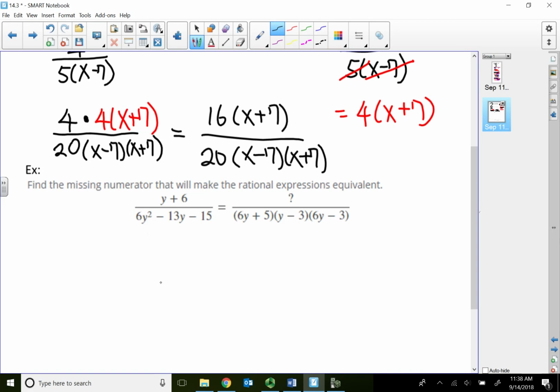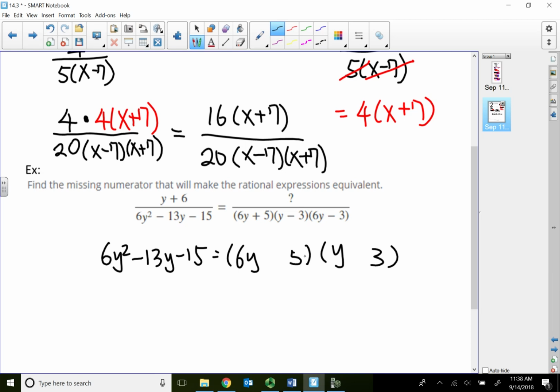Before we can even find the LCD, we have to factor our denominator. So 6y squared minus 13y minus 15. To factor this denominator, I can use 15 as 3 and 5, with 6y and y. I cannot put 3 with a 6y, because that gives me a greatest common factor I don't have. So 3 here, 5 here.